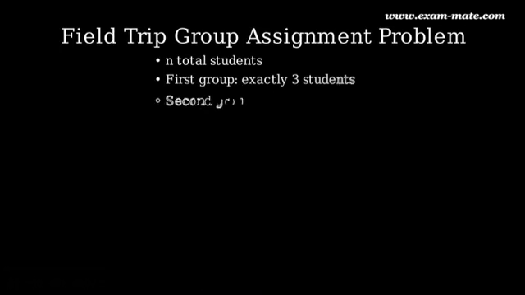Let's solve this field trip grouping problem step by step. A teacher needs to divide n students into 2 groups with exactly 3 students in the first group and at least 3 in the second group. For part A, we need to find an expression for the total number of ways to assign the students.